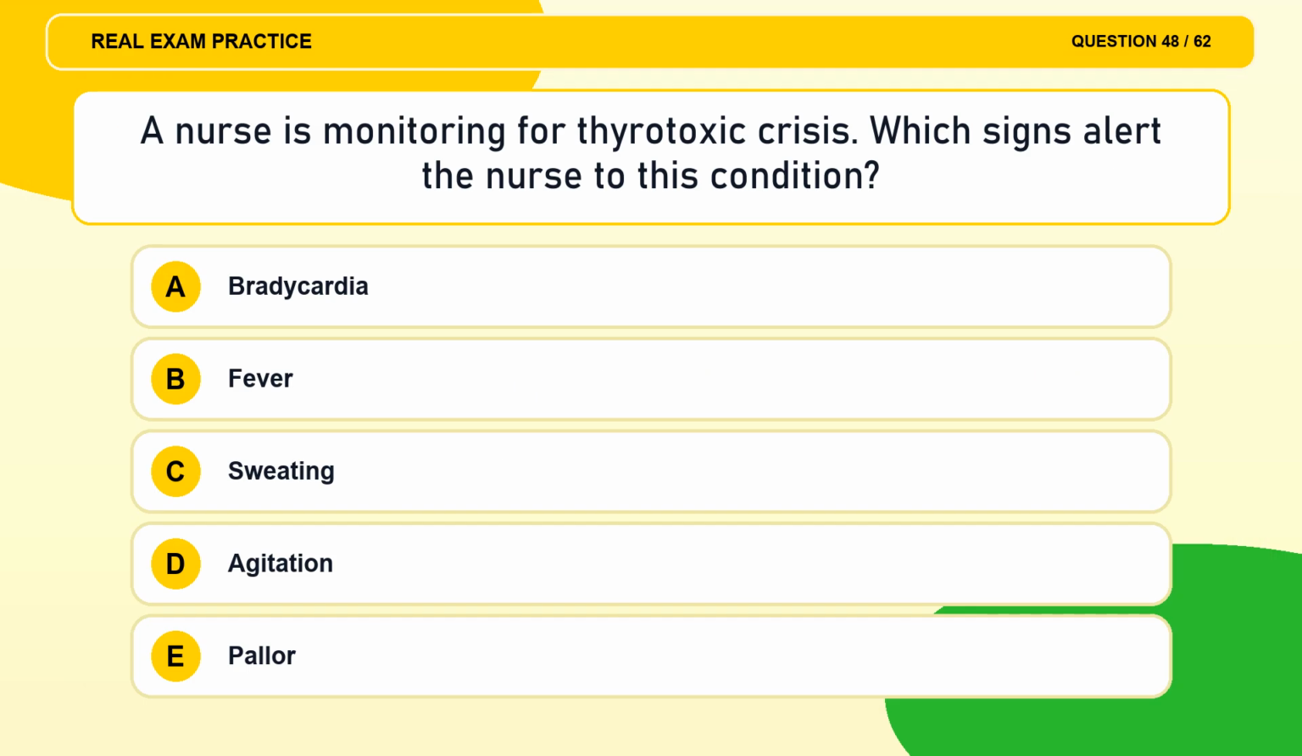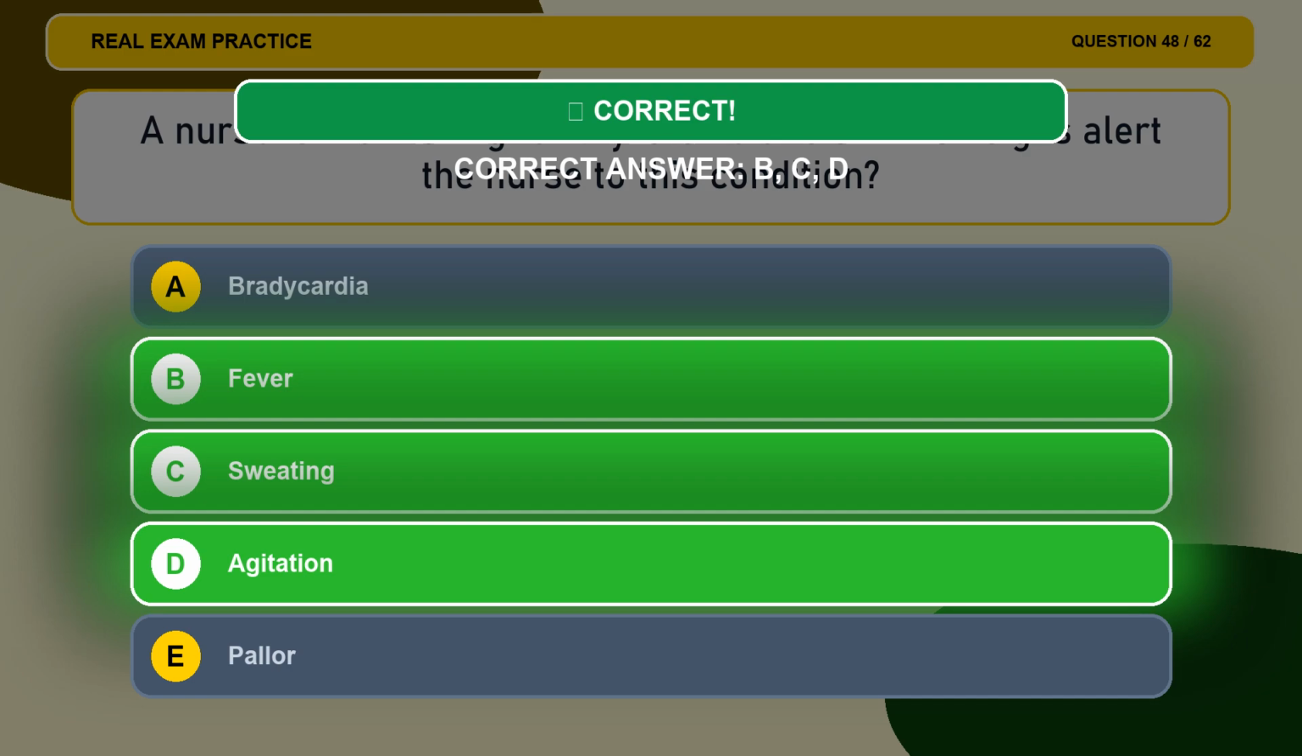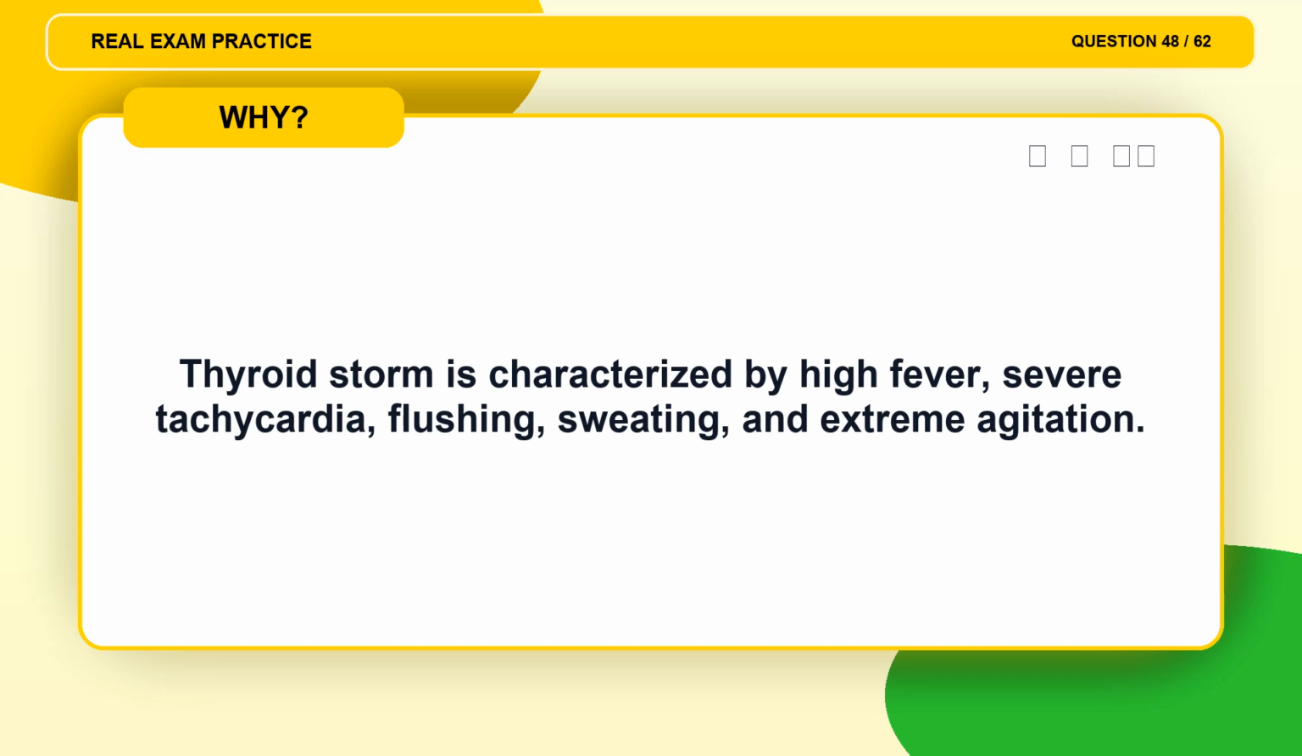Question 48. A nurse is monitoring for thyrotoxic crisis. Which signs alert the nurse to this condition? Option A, bradycardia. Option B, fever. Option C, sweating. Option D, agitation. Option E, pallor. The correct answers are options B and C and D, fever, sweating, agitation. Thyroid storm is characterized by high fever, severe tachycardia, flushing, sweating, and extreme agitation.